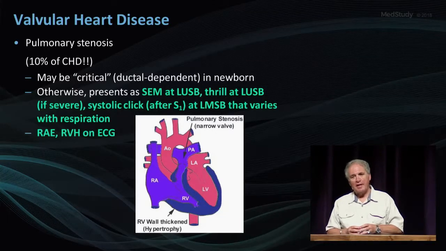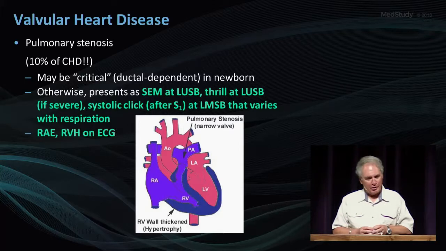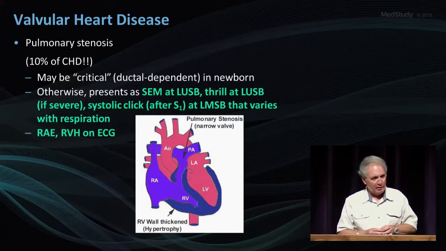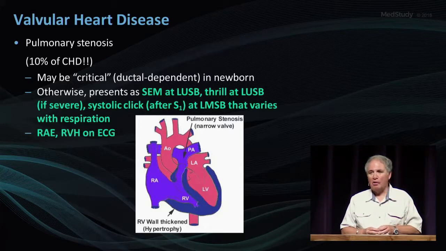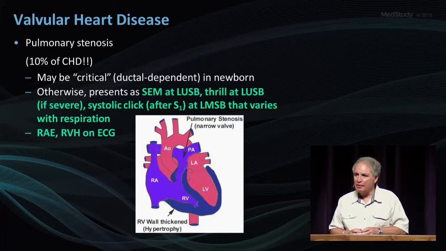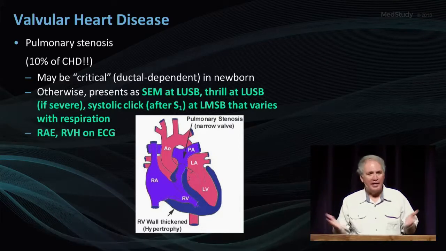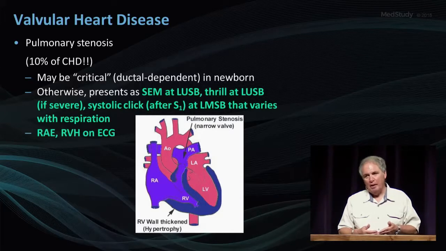Okay, let's contrast that a little bit with another valvular stenotic lesion, pulmonary stenosis. Pretty common heart defect as well. 10% of all cases of congenital heart disease. It may be critical, it may be so tight that the baby can't get blood to the lungs as a newborn. These babies need prostaglandin and intervention in the newborn period.